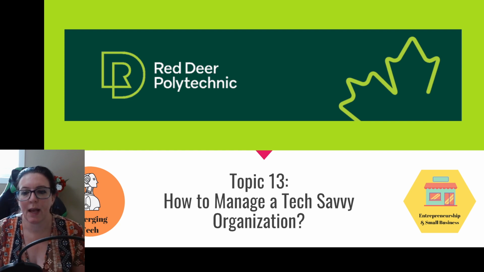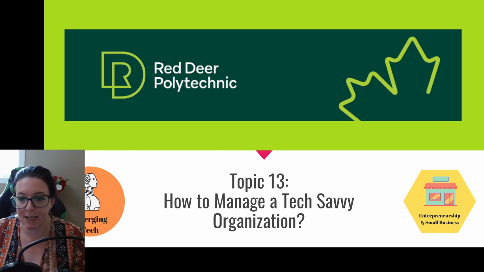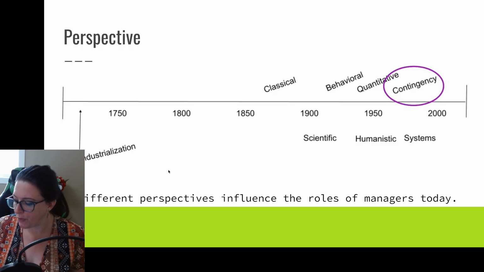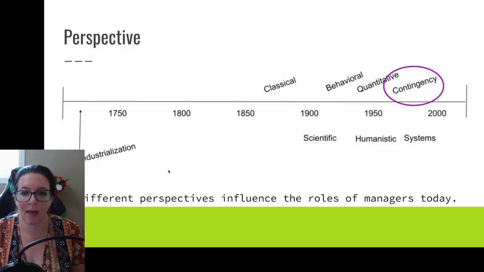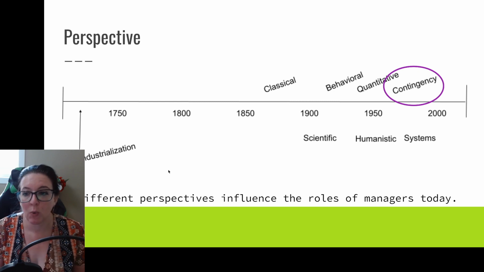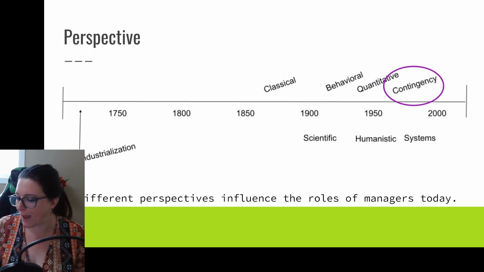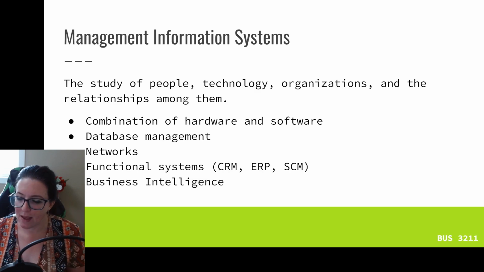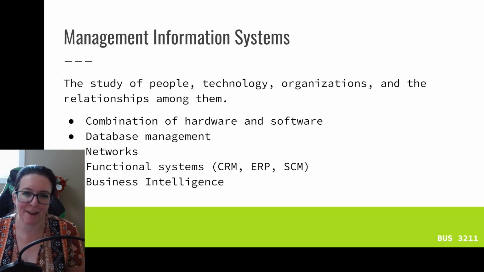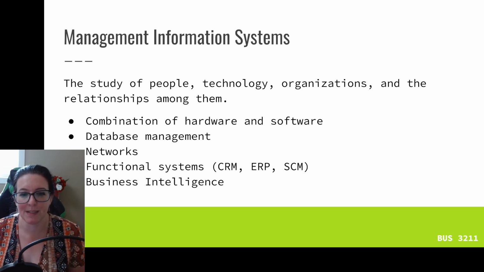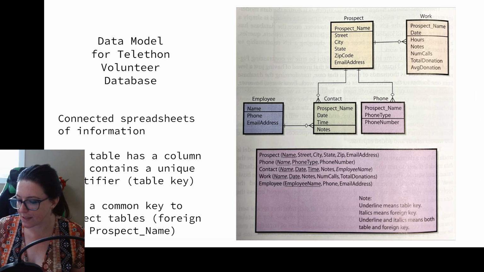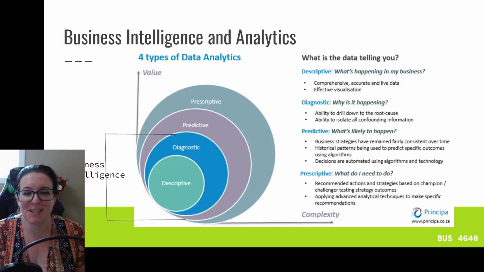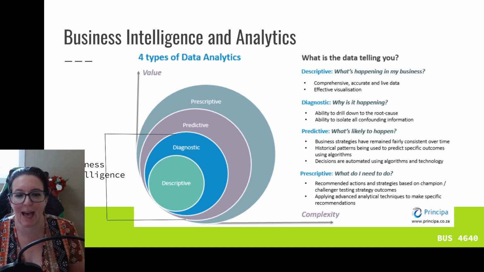So we're continuing to look at how to manage a tech-savvy organization and following through the history of management by looking at the contingency view of management, where there's no one right way to manage. And so we were looking at how technology is impacting management, and we left off with the last area of management information systems being business intelligence. I'm just going to fast forward through those slides that we had in our previous video, and let's talk about what is business intelligence and analytics.